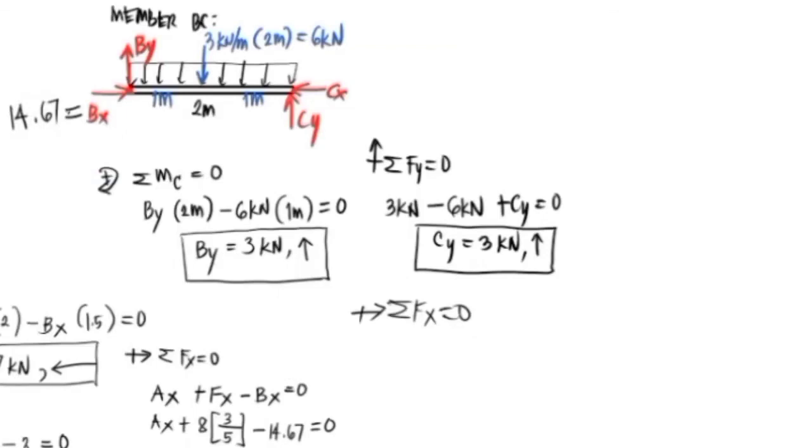So summation of forces horizontal, that would give us BX 14.67 kilonewton minus CX is equal to 0. So that would give us CX is also equal to 14.67 kilonewton. Since positive yung lumabas na sagot, meaning tama yung assumption natin that CX is directed to the left.